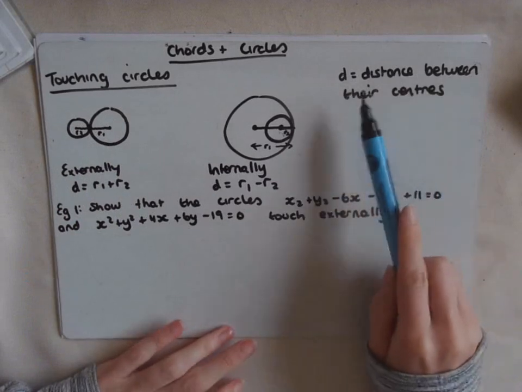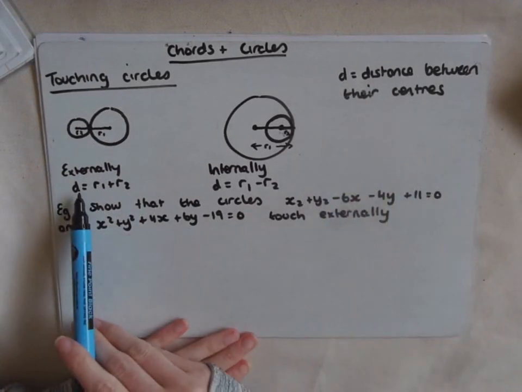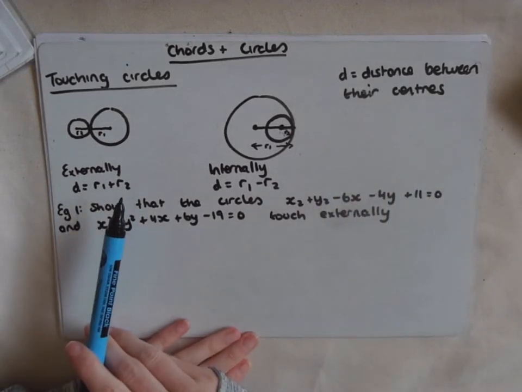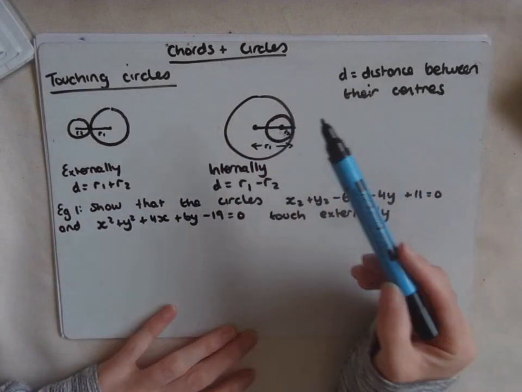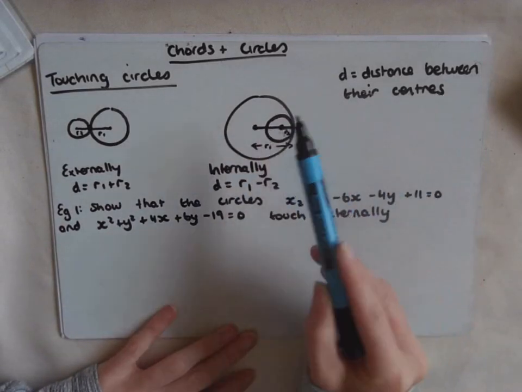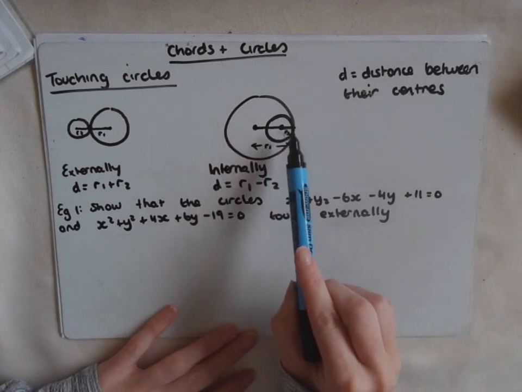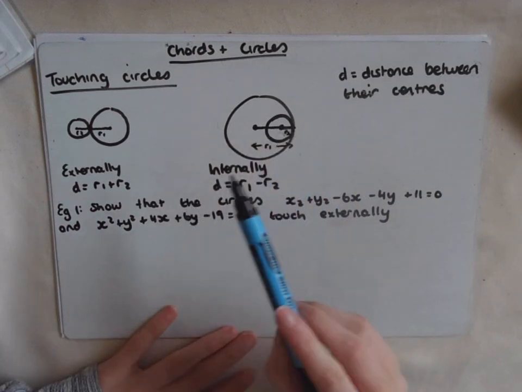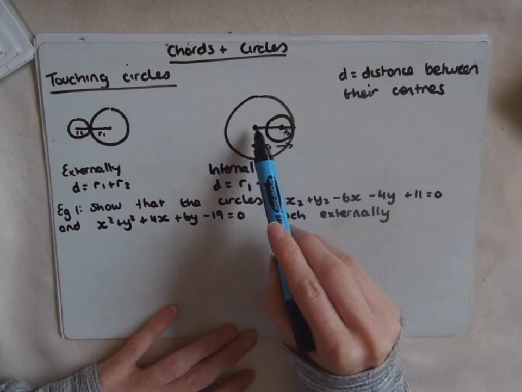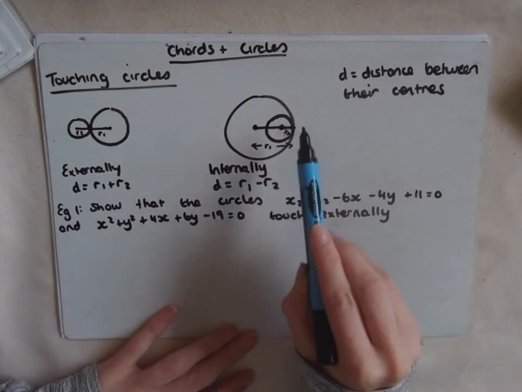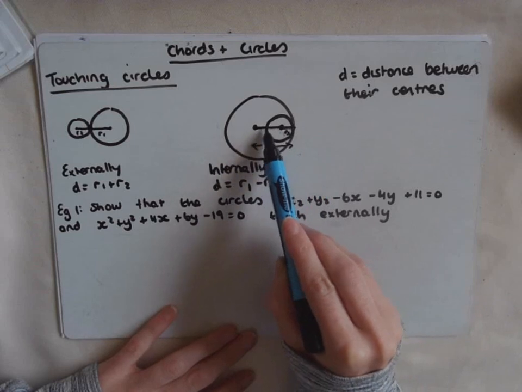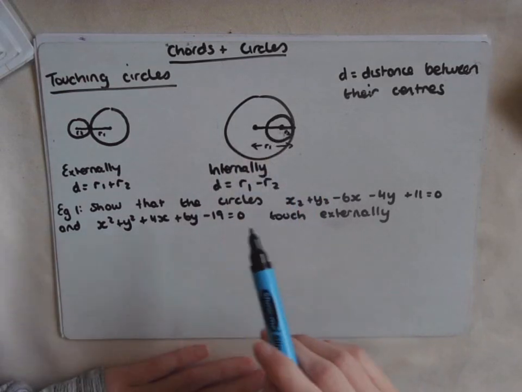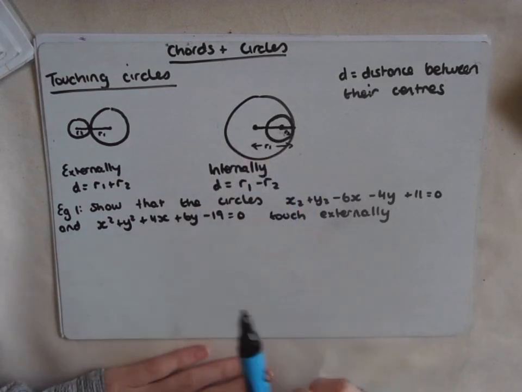So D is the distance between their centers, and D is equal to radius 1 plus radius 2. If they touch internally, the distance between their two centers is going to be the bigger radius minus the smaller radius. So your R1 is here, that's the big circle, and your R2 is here, and the distance between those two is R1 take R2. So, show that the circles touch externally.